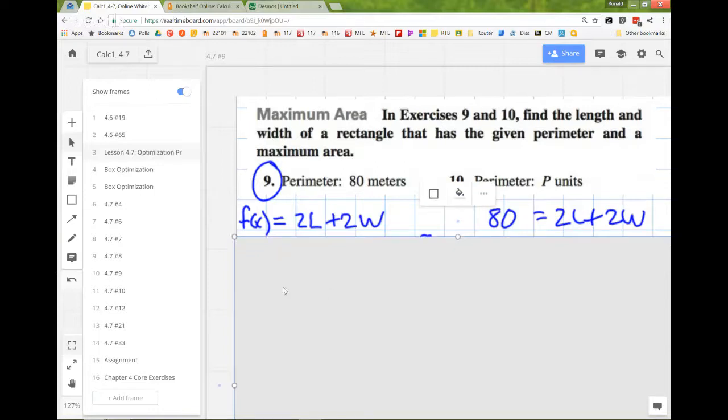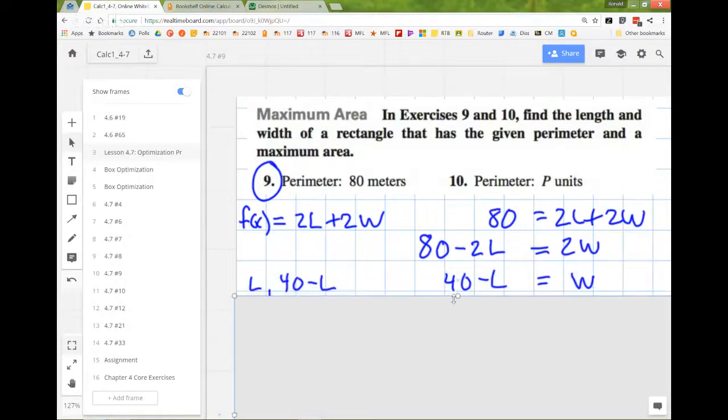So what's the perimeter of a rectangle? 2 lengths plus 2 widths equals your perimeter. So there's your function. And we were told that the perimeter is 80. So instead of just f of x equals that, we have 80 equals 2L plus 2W. But again, now we've got two letters, L and W. So we should be able to get rid of one of them, solve for W. So I first subtracted 2L from both sides, divided both sides by 2.